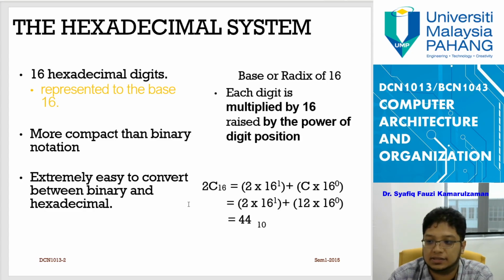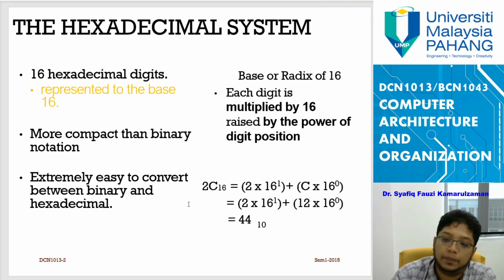So basically, since it is represented by 16 hexadecimal digits, this is what we call a base 16 number system. So that means if you want to convert them into decimal, you have to multiply by 16 to the power of something based on the location. In the case of 2C, you have 2 times 16 power of 1 and C times 16 power of 0. C in decimal is 12. So you have 12 times 16 power of 0 here. So the total of this is 44 in decimal.